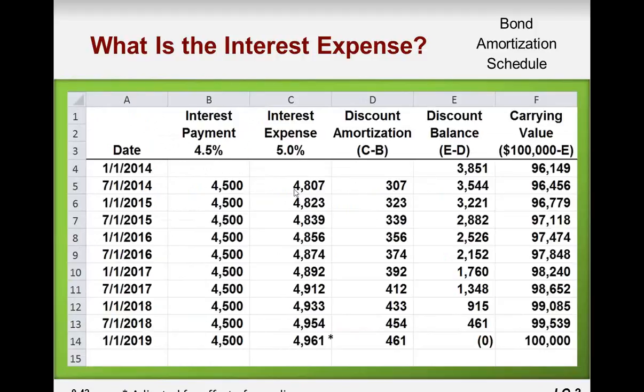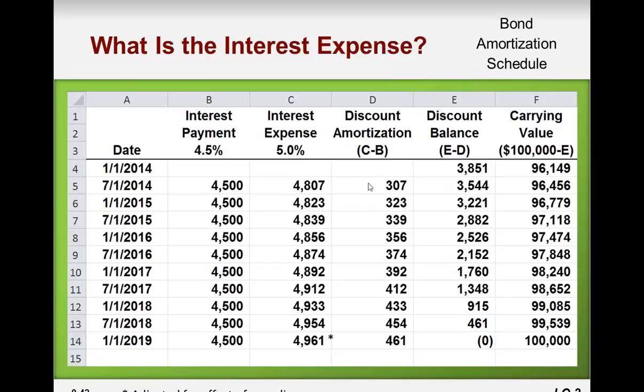However, our interest expense is higher than that because we need to amortize this discount down. Our goal is to bring the carrying value of this bond up to its face value by the end of the 10-year period, and that's what we're showing here. So our interest expense, the second column, is your carrying value of $96,149 times the market rate of interest of 5%. That's where the 4,807 comes from: 96,149 times 0.05.